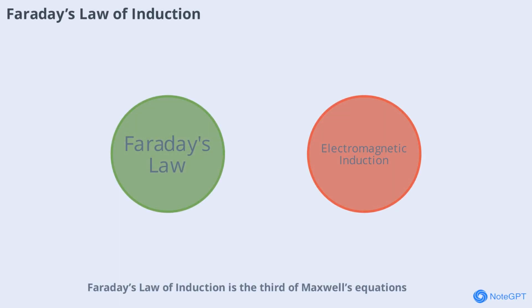Faraday's law of induction is the third of Maxwell's equations. It states that a changing magnetic field induces an electric field. This principle is the foundation of electric generators and transformers. When a magnet moves near a coil of wire, it creates a current in the wire. Faraday's law explains how we convert mechanical energy into electrical energy, powering everything from power plants to bicycle dynamos.